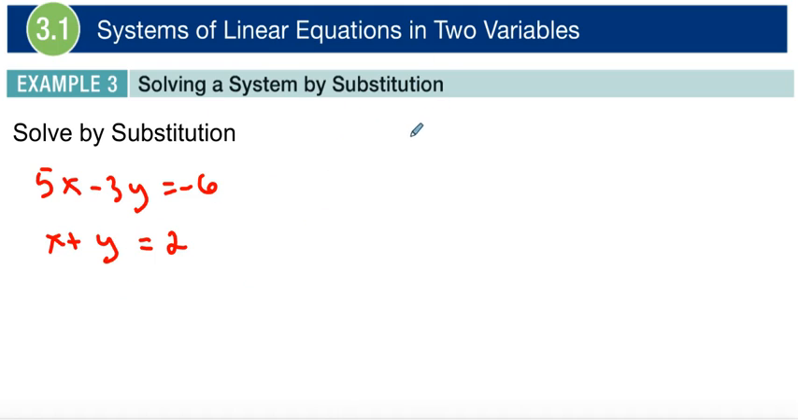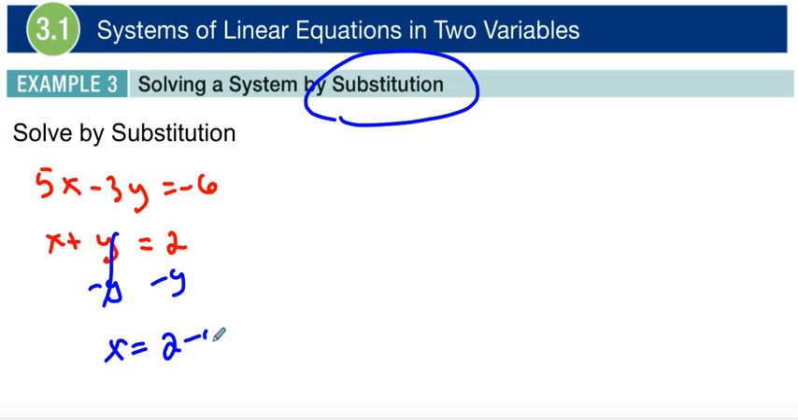Okay, so the whole idea about using substitution is we want to solve for one of the variables. And usually we want to use a variable that doesn't have any coefficients, like x only has a 1 and y only has a 1. So let's just solve for one of them. It really doesn't matter which one we do. So maybe I'm going to solve for x. And so I'm going to subtract y from both sides. And I get x equals 2 minus y.